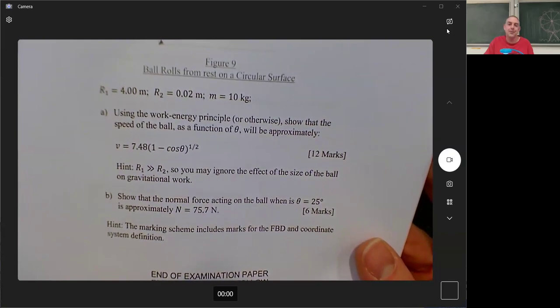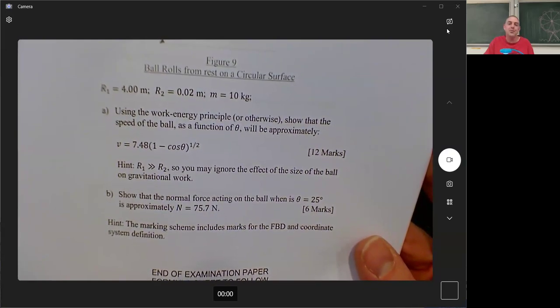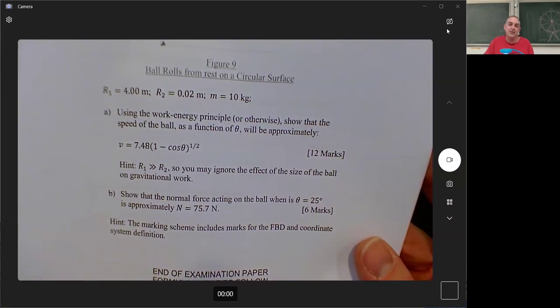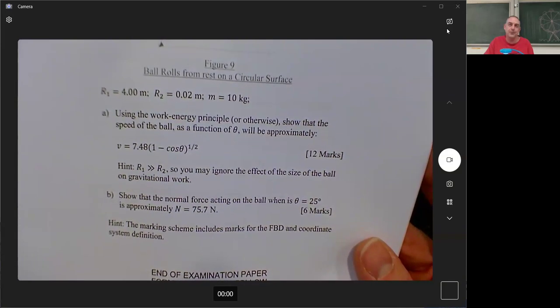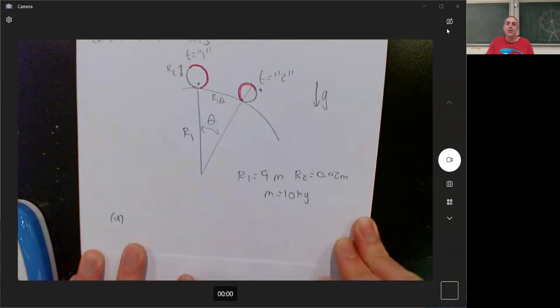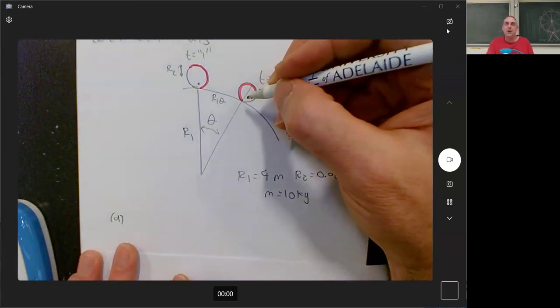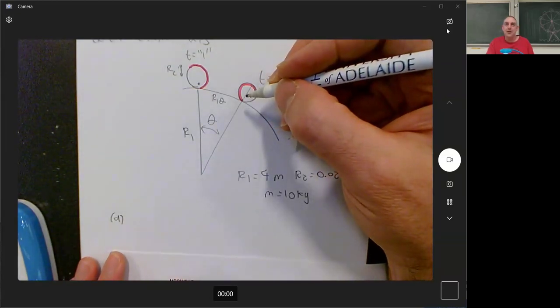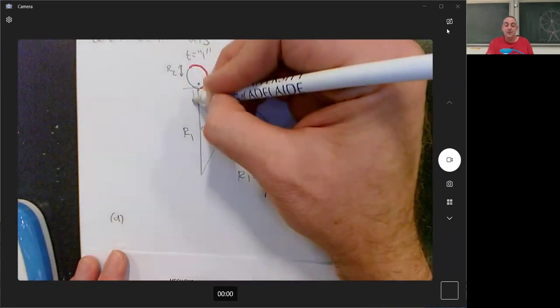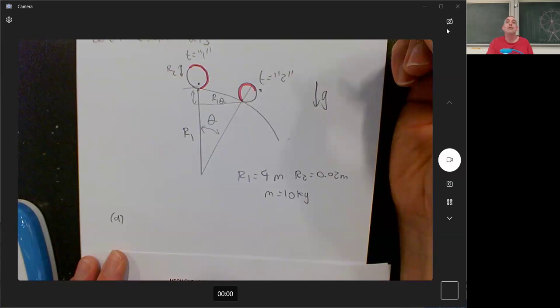Hint, R1 is a lot bigger than R2, so you may ignore the effect of the size of the ball on gravitational work. So they're saying when we think about the distance that it has traveled vertically, just do this distance. I think that's what they're trying to tell us.